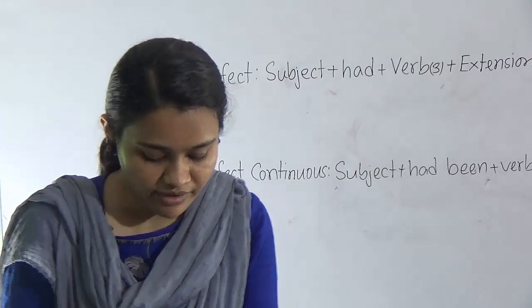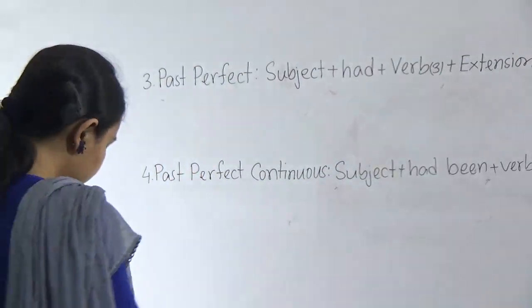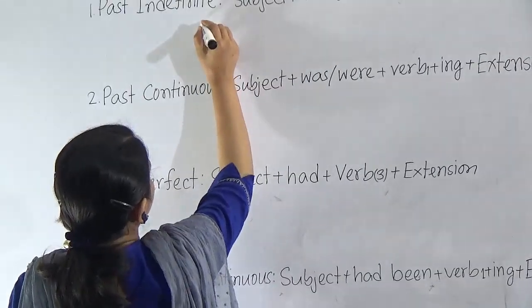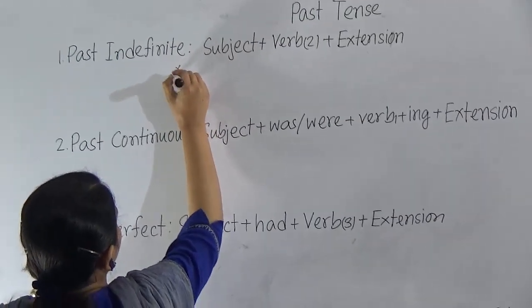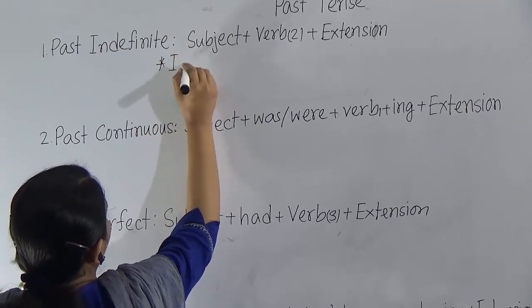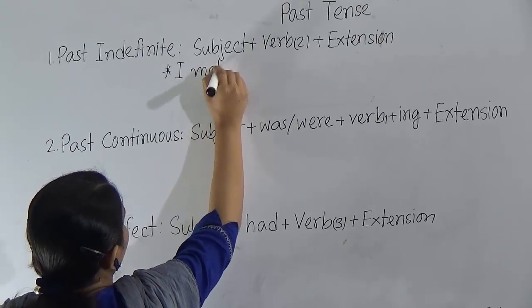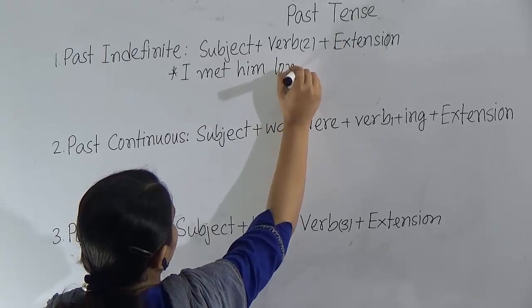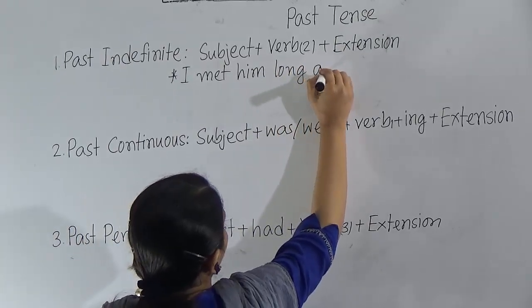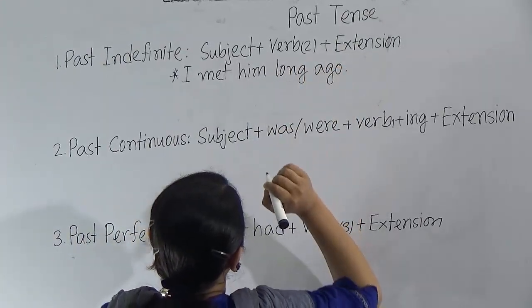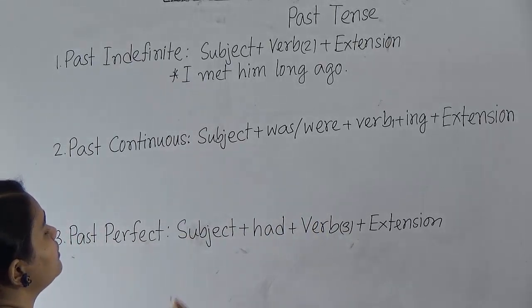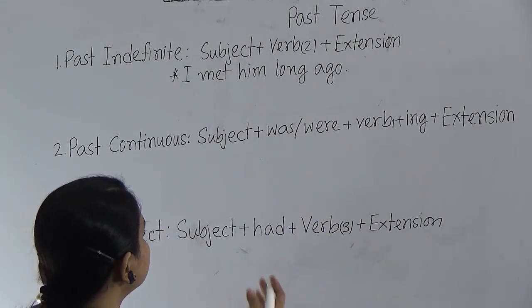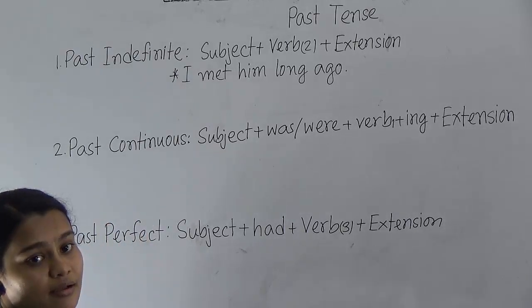Okay, let's have an example. Like, I met him long ago. Or, I went to the market yesterday. That means our action completed in the past.